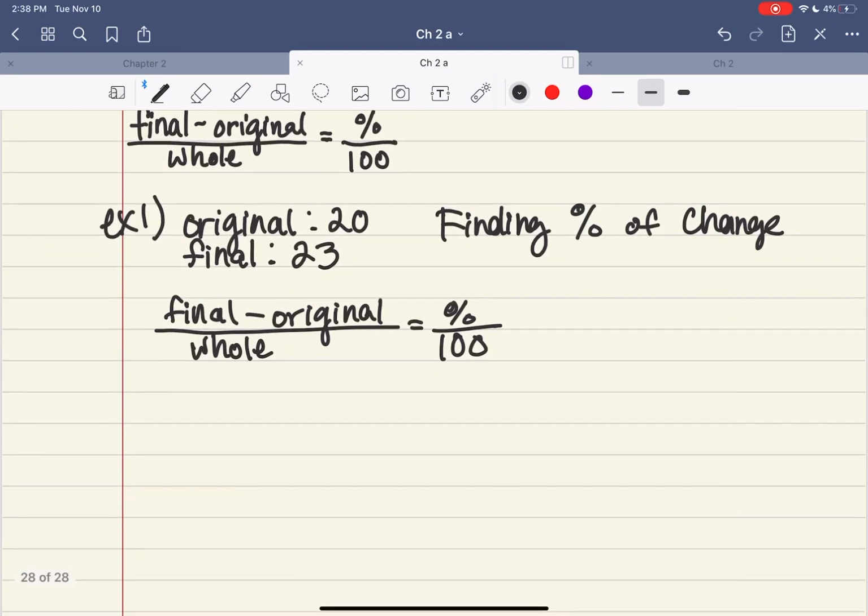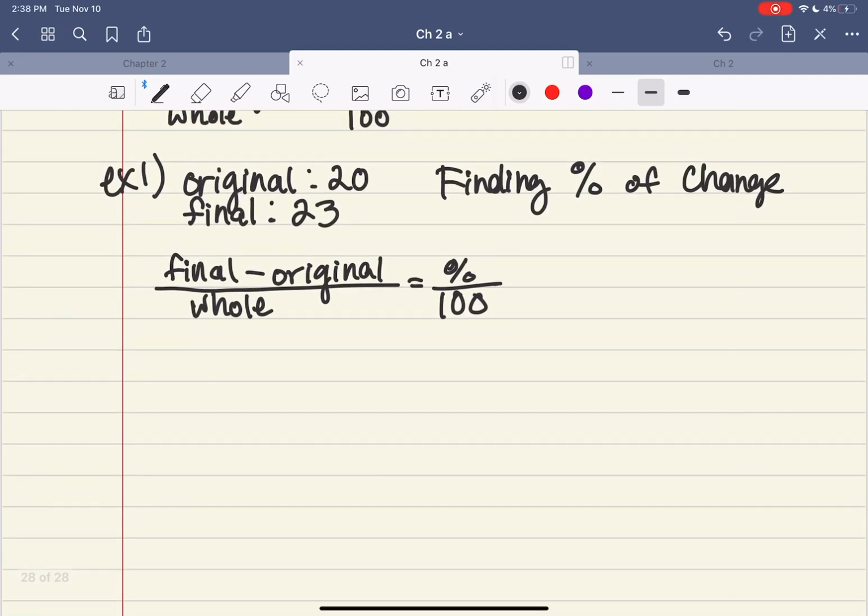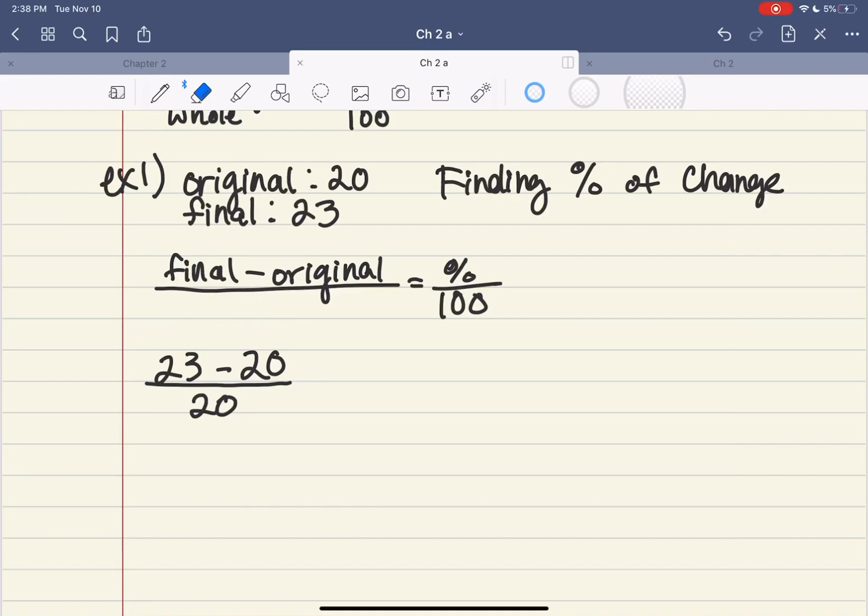All right, so if I'm plugging this in, I'm going to say final is 23 minus 20 over 20, because we use the original amount. So actually, we need to go and replace whole with original. I'll try to add that in everywhere else. You're going to take the original because that was your original whole. And that's going to be equal to your percent over 100. We can put the percentage as a variable. So let's say it's X, and we're trying to find that percent of change, X.